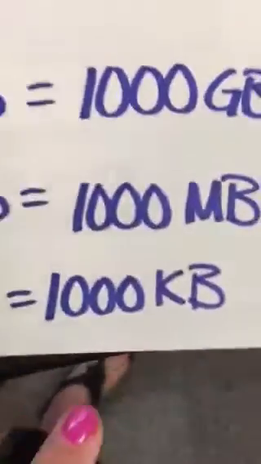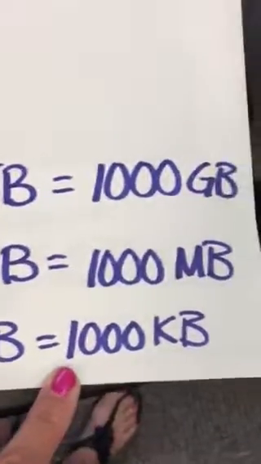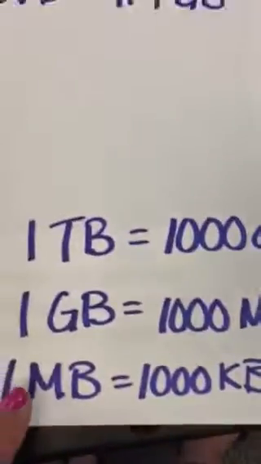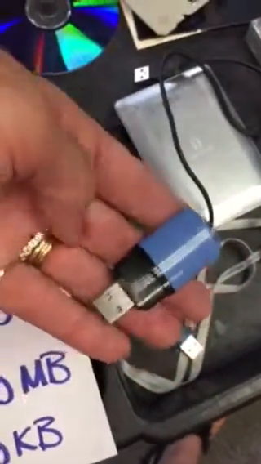So 1 megabyte holds 1,000 kilobytes. So we could get probably 2,000 of these onto one of these. Then we started moving to gigabytes. Oh, so this little USB holds 56 megabytes.